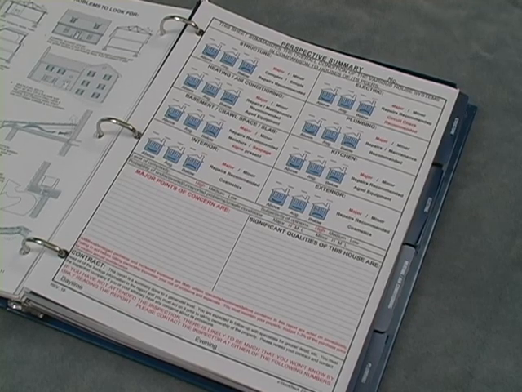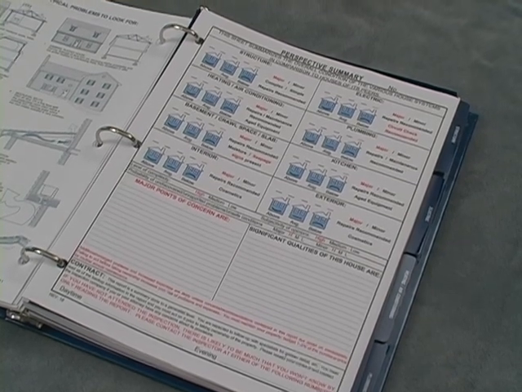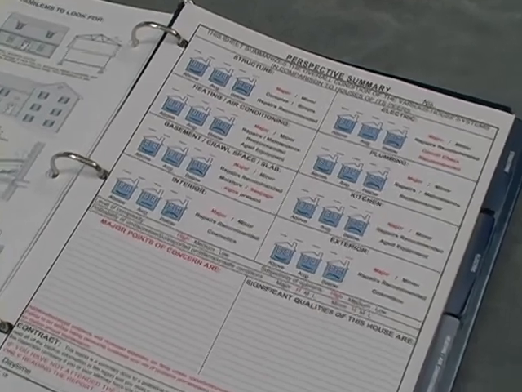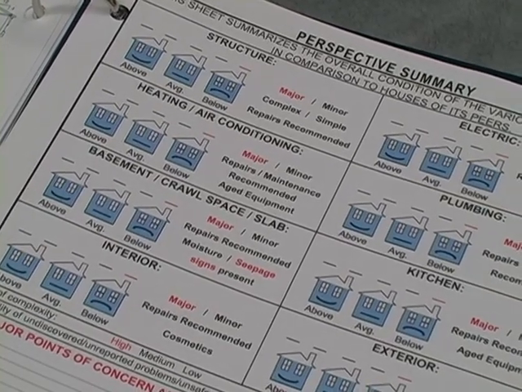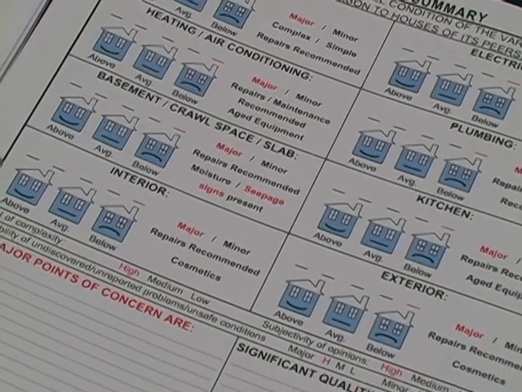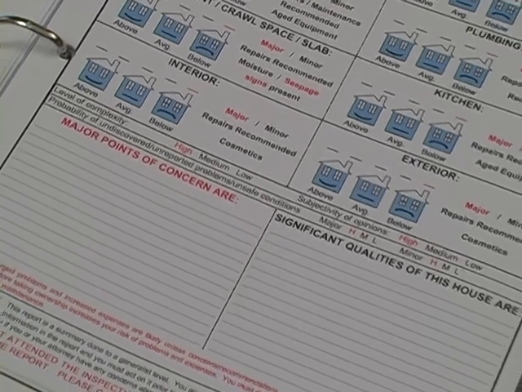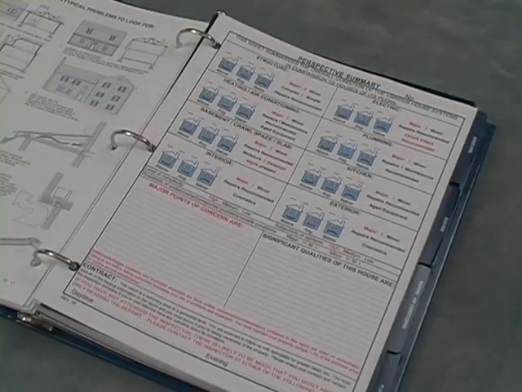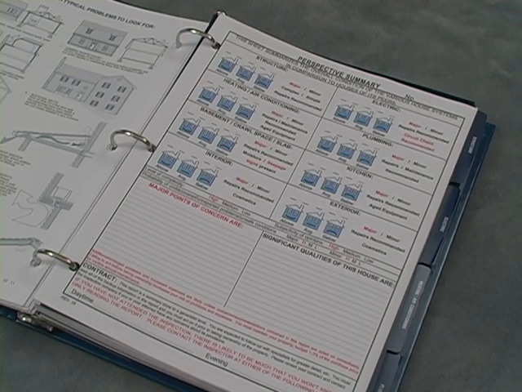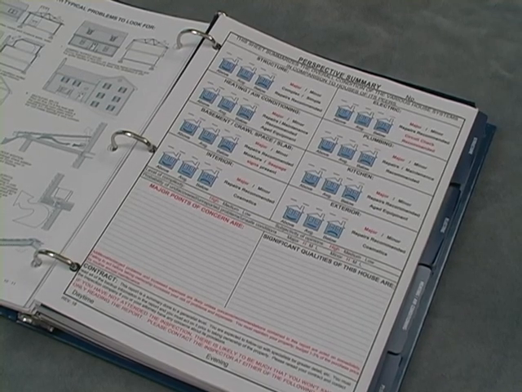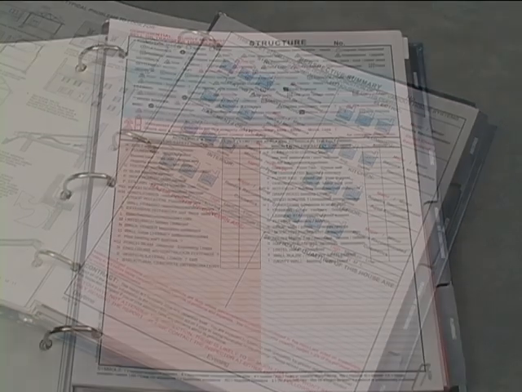This is the perspective summary page. For reporting purposes, each system of the house will be compared to homes in its peer group and rated as average, above average, or below average. At the bottom of the page, I'll note the significant qualities of the house, as well as the major points of concern that could impact a purchase decision. It is important you understand that everything in the book is organized into the same 8 system categories mentioned earlier. Each system category coordinates to a tab section in the inspection report.